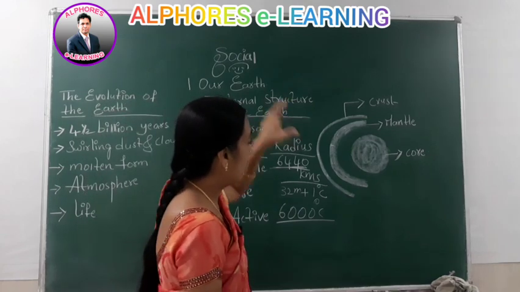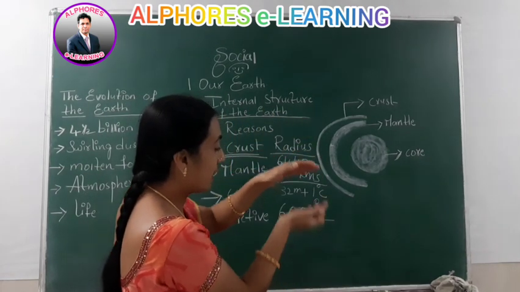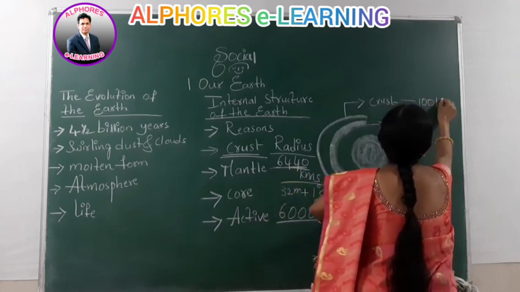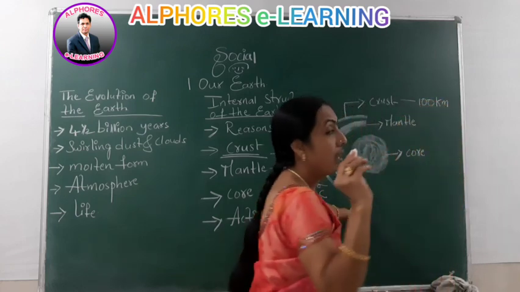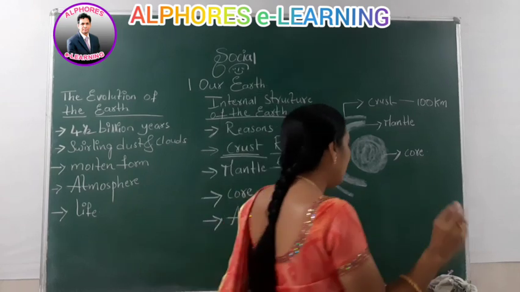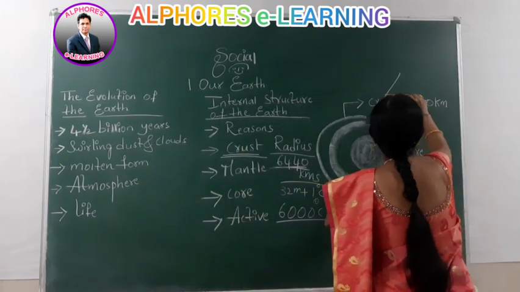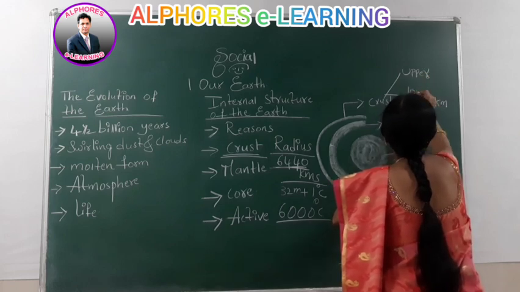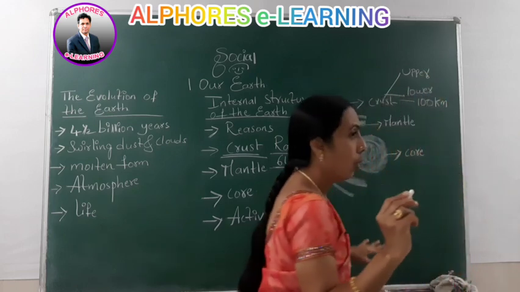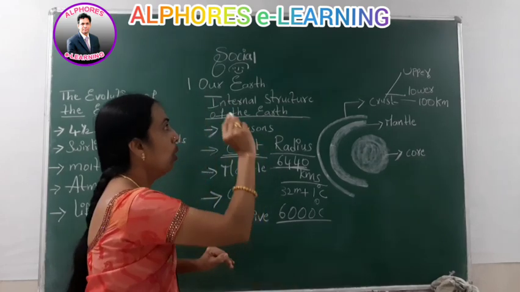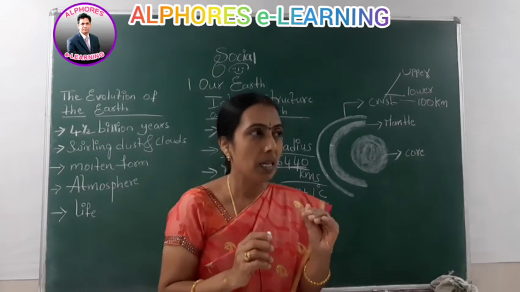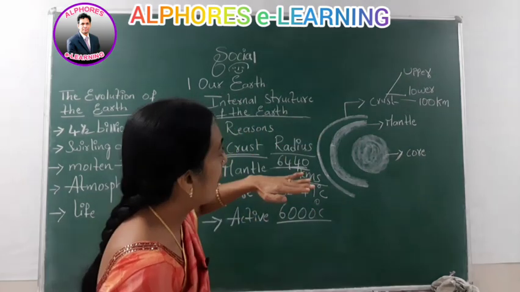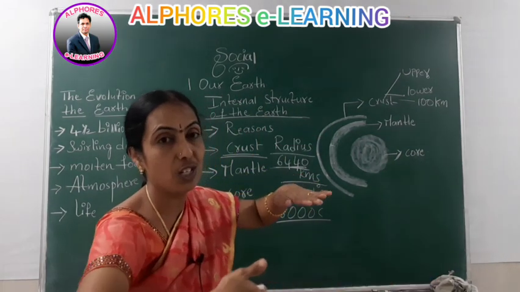And its depth, to what extent it expands, is up to 100 kilometers. The depth of this crust is 100 kilometers. And it is divided into an upper layer and a lower layer. The upper layer is present on the continents on which we are living. The lower layer means the subsurface of the oceanic floor.